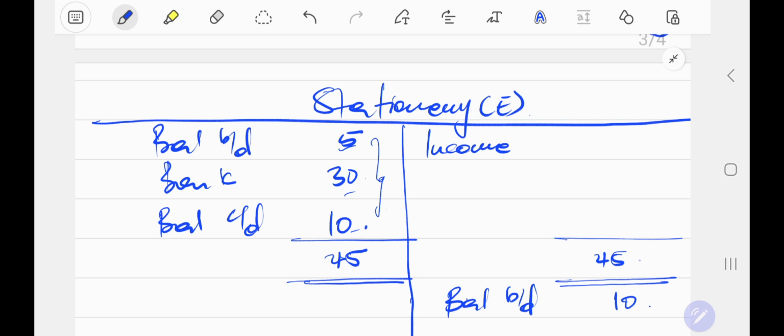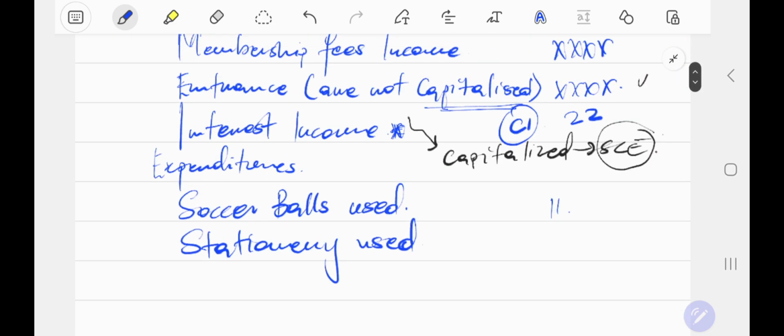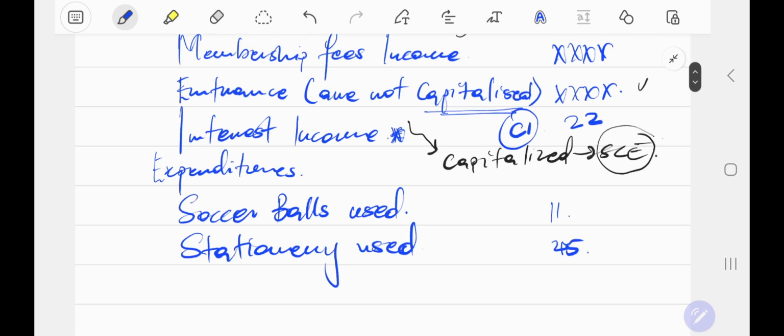So that basically means that when you are recording income, the income and expenditure account is going to be on the debit side. But when you are recording expense, the income and expenditure account is going to be on the credit side, right? So here you have income and expenditure, right? And then it's going to be 45. So that means that the stationery for the year is 45 rand. So here you come and record, okay, stationery that was used is 45 rand.